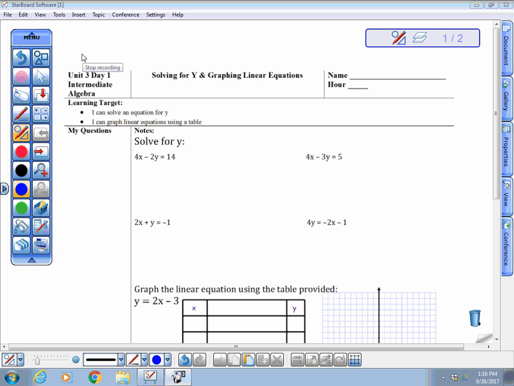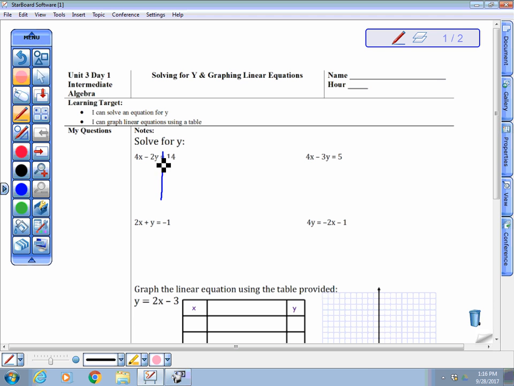Alright, today solving for y and graphing linear equations. Your learning target is I can solve an equation for y. I can also graph a linear equation using a table. So with this one here, let's just solve for y. Now you're trying to get y by itself. In order to solve it, you're going to subtract 4x to both sides.